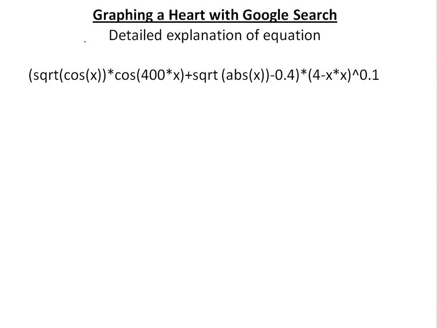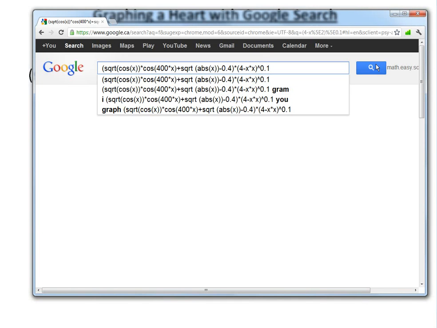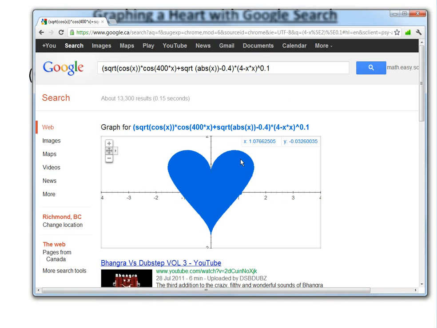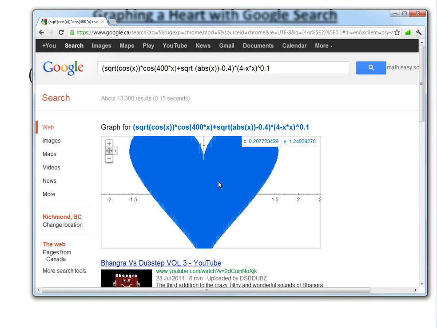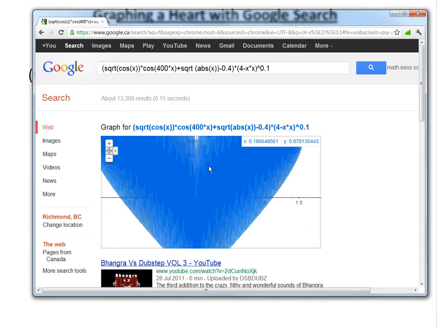Basically, you look at this equation, with the square root of cos x times whatnot. You could plug this into Google search, copy and paste. You could also copy and paste from the info below. So you put this in the Google calculator, Google search, and then you get a heart. This is pretty sweet. So when you zoom in, you can see that it's a trigonometric function.